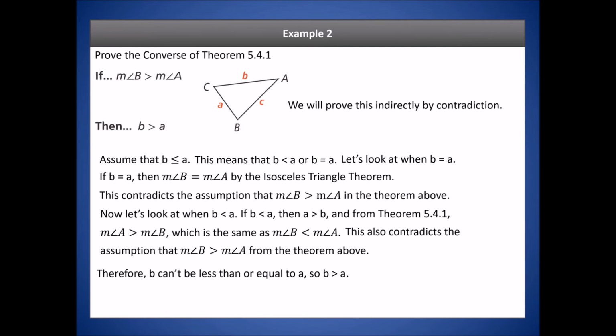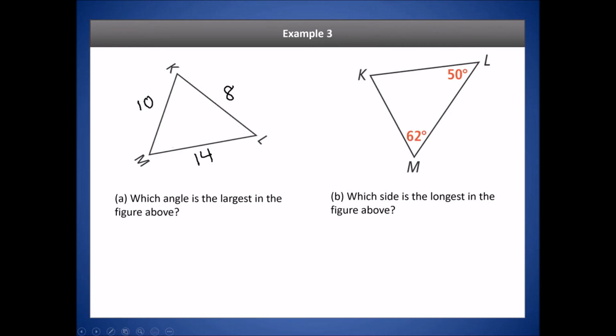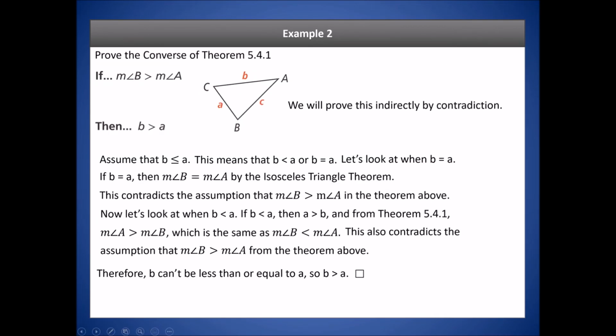Okay, so this is the initial assumption that I was mentioning earlier in this example. So let me show you. This right here was my initial assumption, and notice that every conclusion that I made using my contradiction contradicted that initial assumption, and therefore by contradiction we proved this indirectly, and therefore B is greater than A.